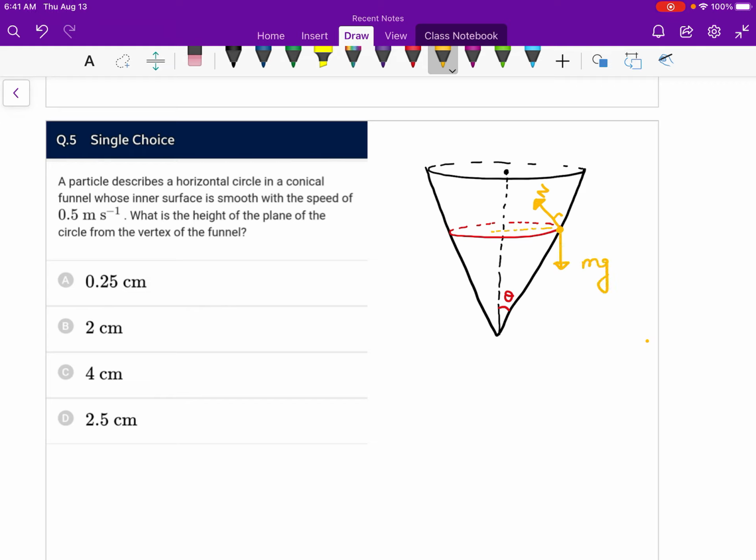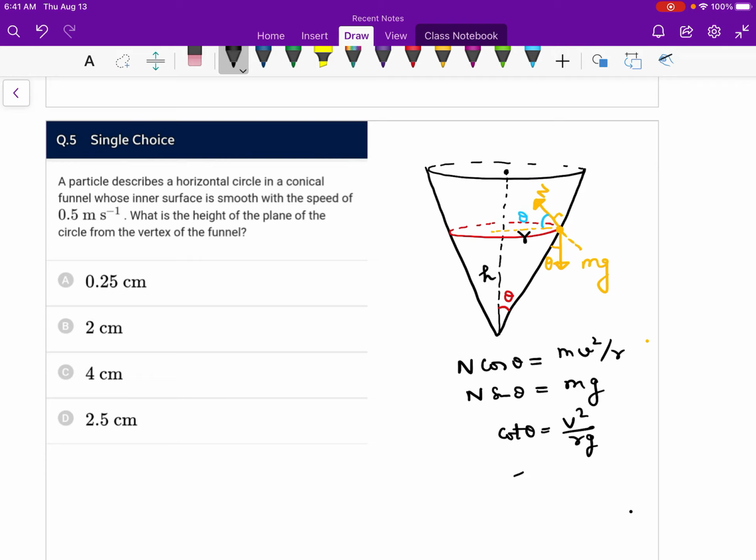So this is 90 minus theta, and this is theta. All right, so this angle is also theta. So N sine theta, N cos theta provides the required centripetal force. So N cos theta is equal to mv square by r, and N sine theta is equal to mg. So cot theta is equal to v square by rg. Now cot theta is, if this radius is r and height is h, so cot theta is h upon r. So h upon r is v square by rg.